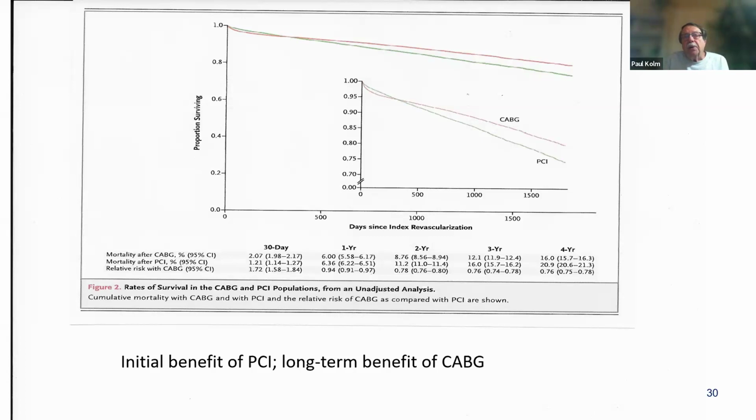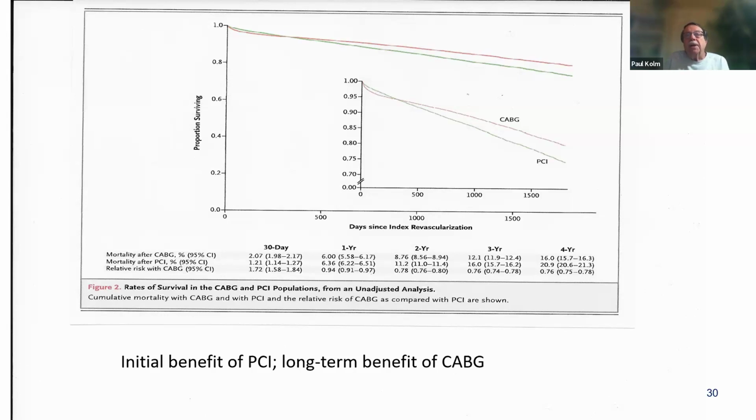And then at 2 years and following, the relative risk with CABG for survival is about 20% greater than it is for PCI. So basically the conclusion here is that we have an initial benefit of PCI, but a long-term benefit of CABG.